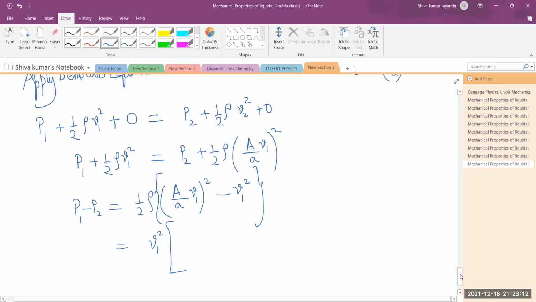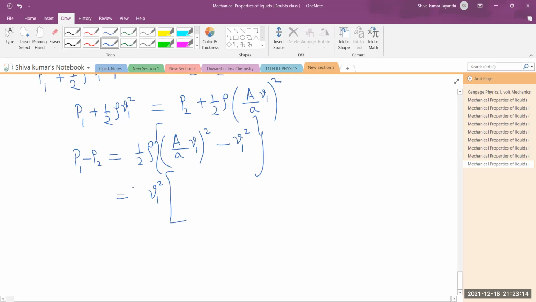Half rho, sir. Yes, this half rho I will also write outside. And what is inside is capital A by small a, whole square, minus 1. That is what will remain, nothing else will remain. Yes, sir. Is equal to P1 minus P2.